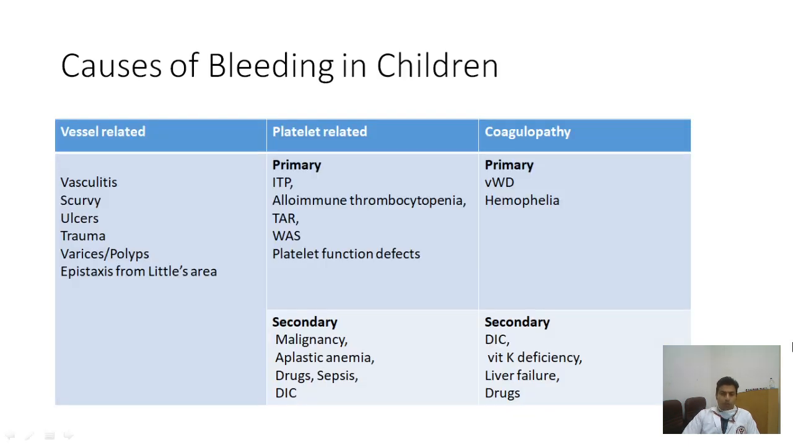So once we know this pathway, it'll be very easy for us to understand why bleeding occurs. It could be related to the vessel, where the vessel is damaged and the constriction is not able to take care of the bleeding. This happens in scurvy, ulcers, trauma, variceal bleeding, polyps, and also in vasculitis. Platelet related problems could be primary, due to the platelets per se, or secondary, due to any other disease affecting the platelets.